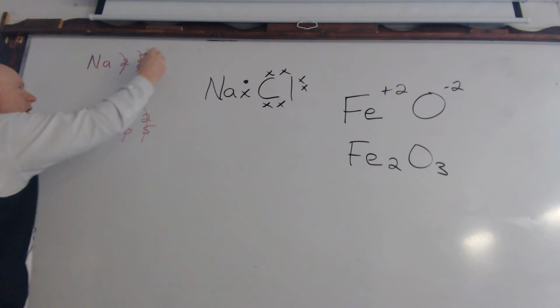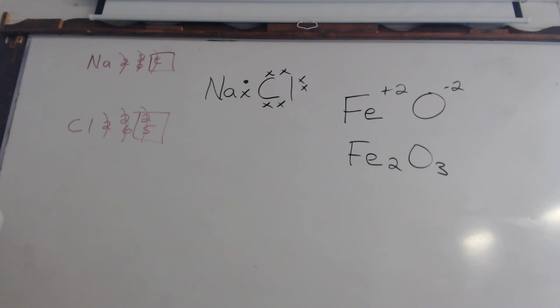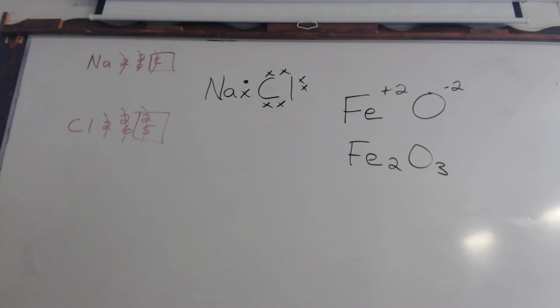Here is the dot. Here is the X's, because of what's in the outer energy level. So why did you put that X right under the dot? Because you need to make a bond. We're forming a chemical bond.